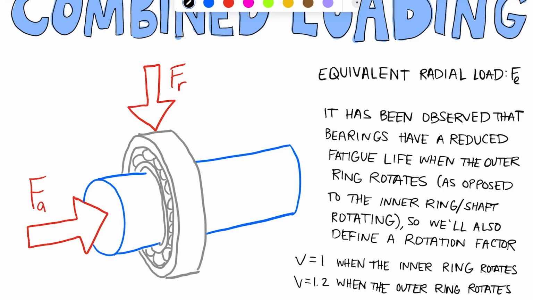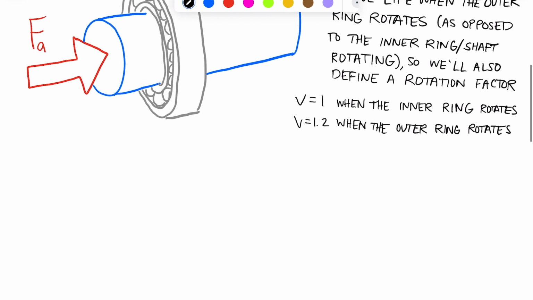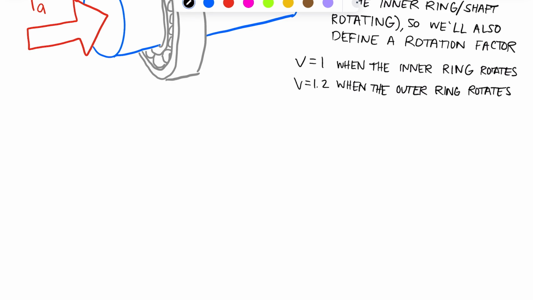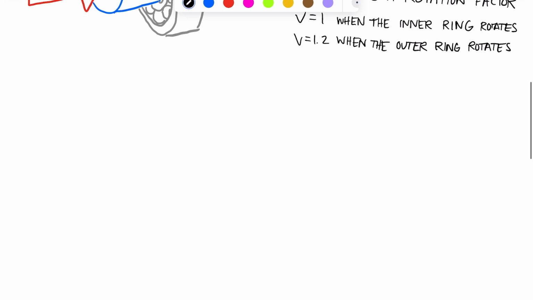Okay, so to account for this difference in fatigue life, it's been observed that bearings have a reduced fatigue life when the outer ring is the one that's rotating. And so when that is the case, we define this rotation factor, V equals 1.2. When the inner ring is rotating, V is just equal to 1. And now let's take these variables, Fe and V, that we've defined and plot them with the data that has been collected by researchers up to this point.